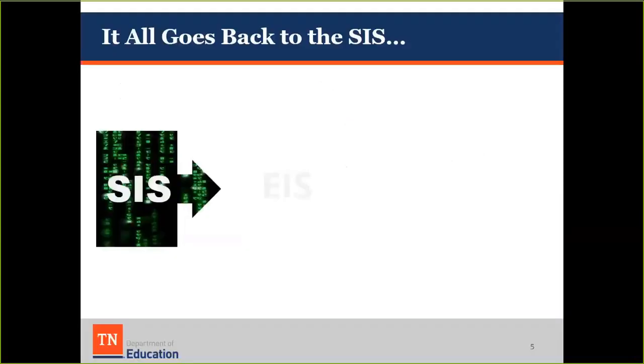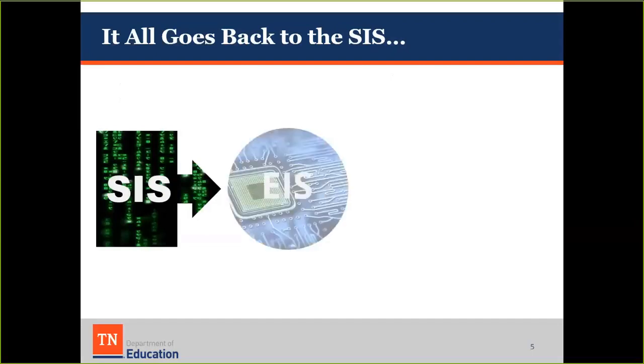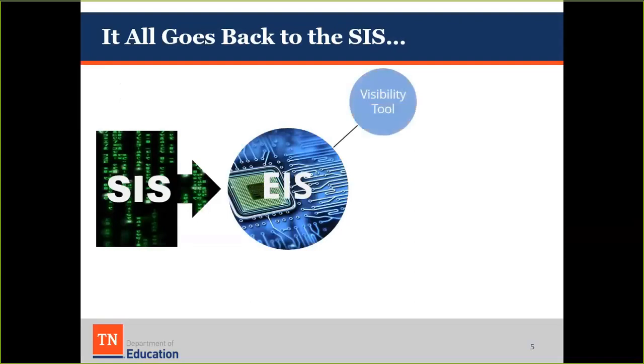So let's start with SIS to EIS. Remember, it all goes back to the SIS, your Student Information System. That feeds EIS, and EIS then feeds 3 different platforms. The visibility tool, which gives you the ability to review your data, to check demographic statistics. The visibility tool is a window into EIS that shows you what will be pulled for assessment.